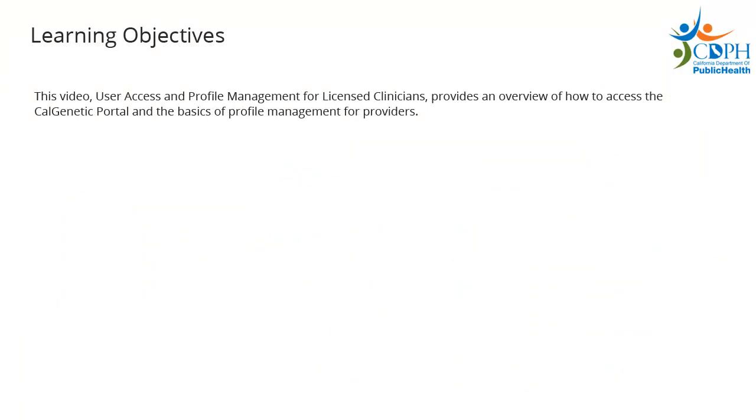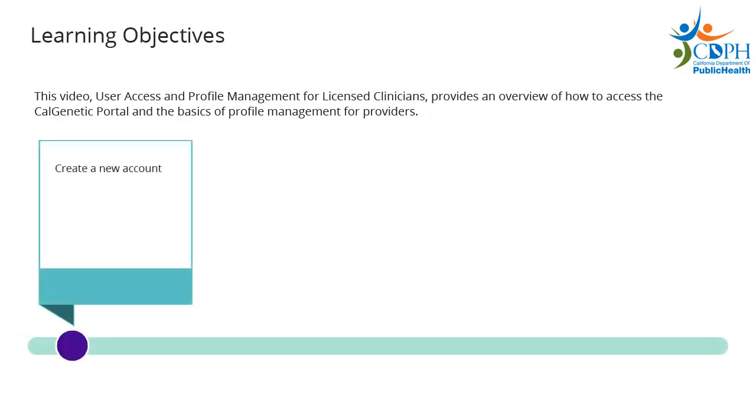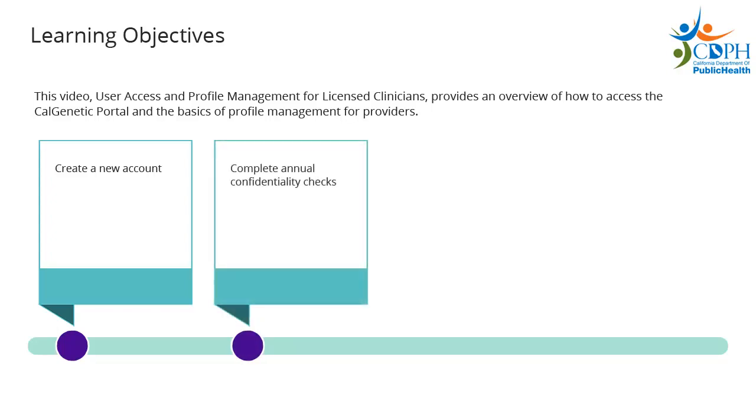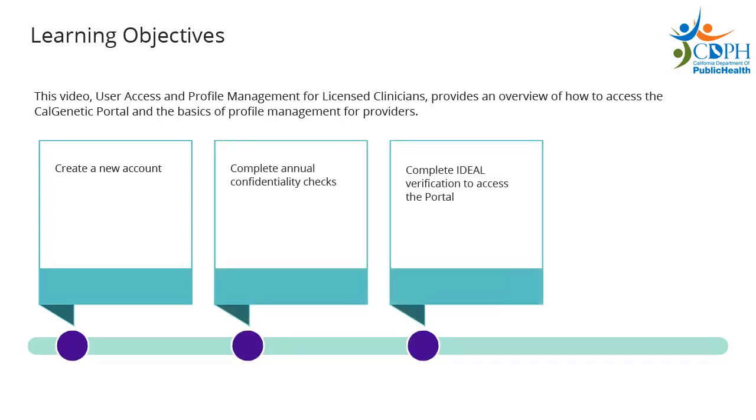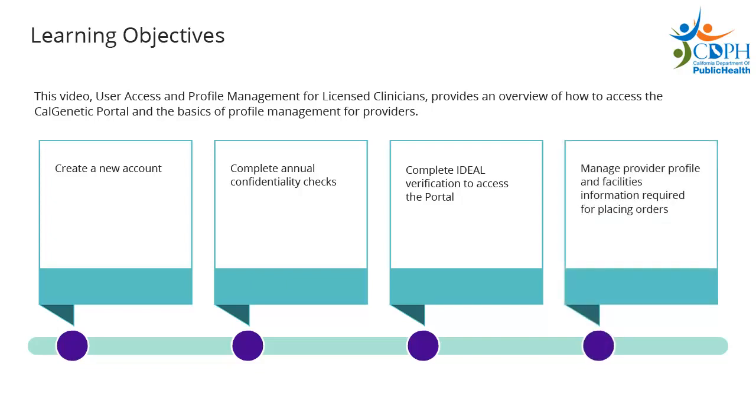This video, User Access and Profile Management for Licensed Clinicians, provides an overview of how to access the CalGenetic portal and the basics of profile management for providers. You will learn how to create a new account, complete annual confidentiality checks, complete ID.me verification to access the portal, and manage provider profile and facilities information required for placing orders.